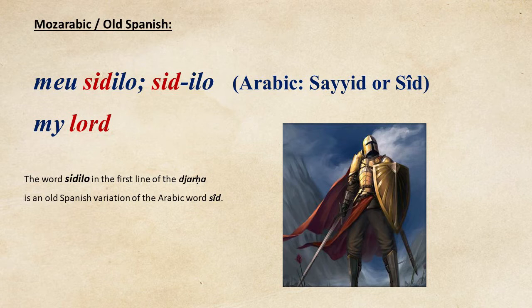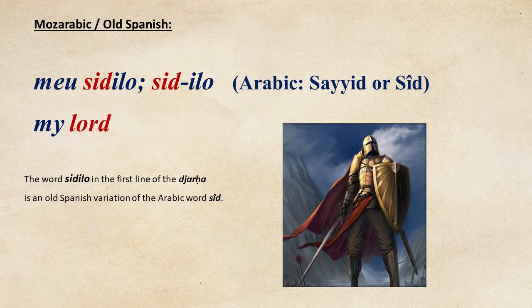So ilo is similar. But I'm not sure if this is a diminutive. It's not certain if that was a diminutive. It also made it small. It could also be endearing, so my dear Lord, or something like that. So Cid. What is Cid? I don't think it's common now in Spanish.